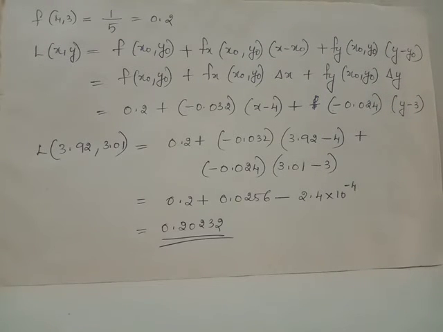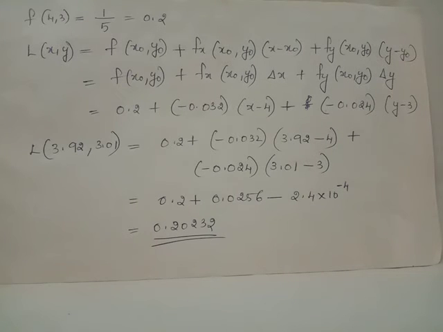Thus we have L of 3.92, 3.01 equal 0.2 plus 0.0256 minus 2.4 into 10 raised to negative 4, which becomes 0.20232. So using local linear approximation expression, we have found approximate value of f at the point Q.